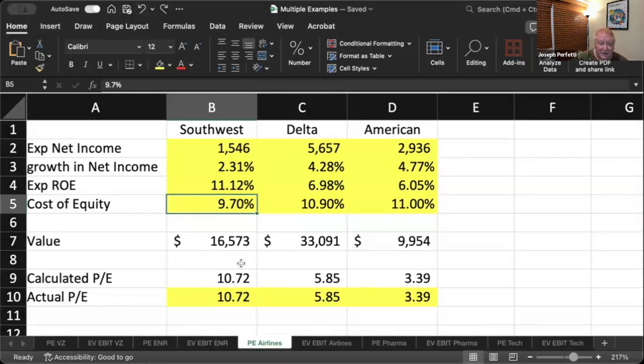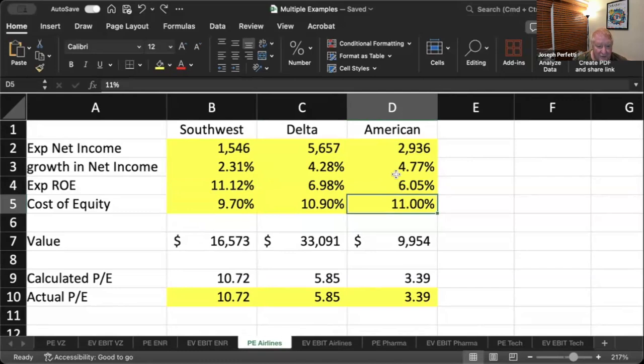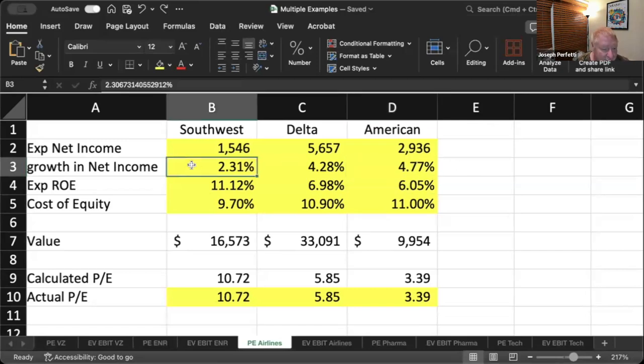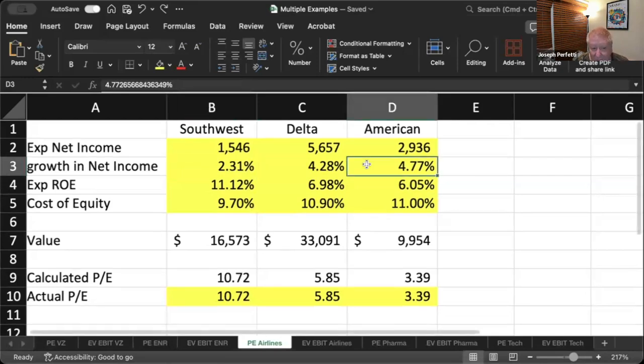All right. Why is American trading at a discount to Southwest? Well, similar reasons. Southwest has a positive spread of about 1.4 points, 11% return on equity against 9.7% cost of equity. American has a negative spread, about -5 points, 6% ROE against 11% cost of equity. American is also growing that negative spread more than twice as fast. They're expected to grow that negative spread at about 4.77% a year. Southwest is growing their positive spread at about 2% a year. Not growing as fast, but American is growing fast with a negative spread.